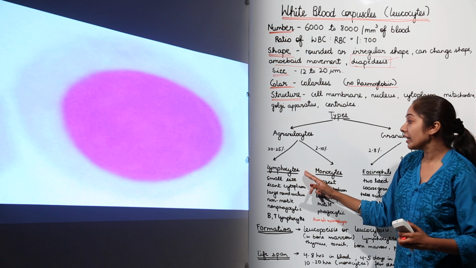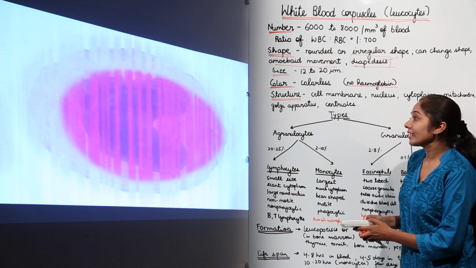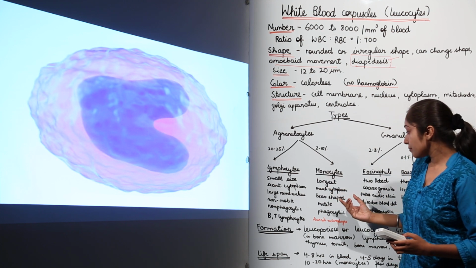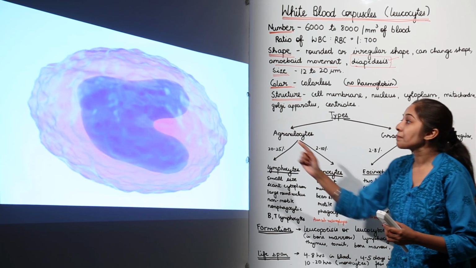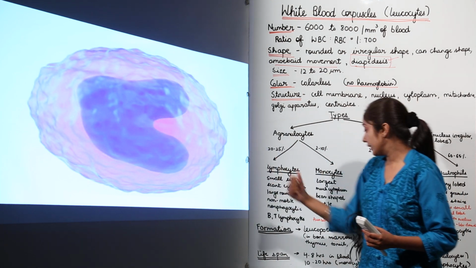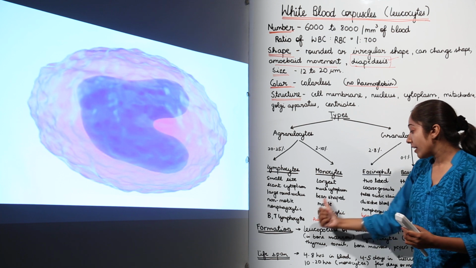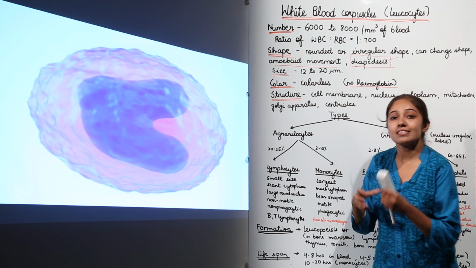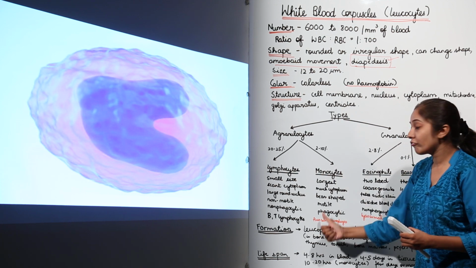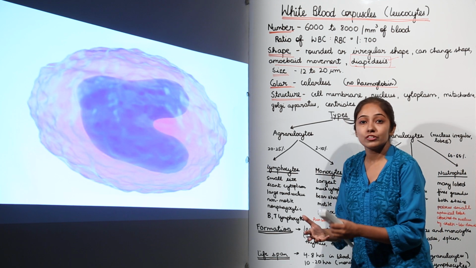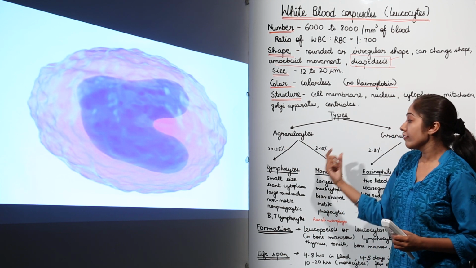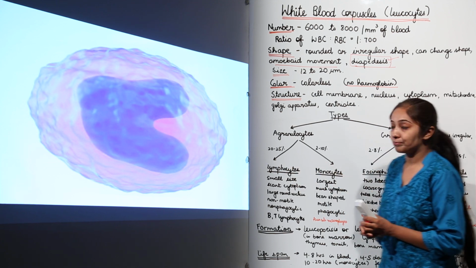If we compare lymphocytes with monocytes, look at this image of monocytes. They are larger in size, they have much cytoplasm, and the nucleus is not round, it is bean shaped. They are motile and phagocytic. They engulf bacteria and cellular debris. These monocytes turn into macrophages when they come in contact with the tissues of your body. So I hope agranulocytes are clear to you: we have lymphocytes and monocytes.